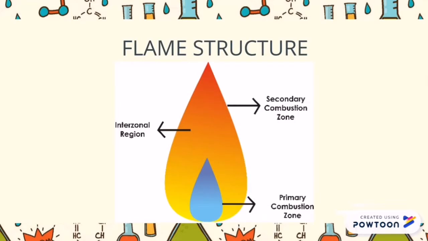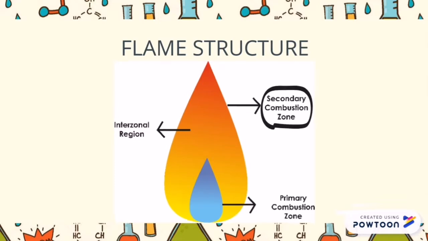Flame structure. In the primary combustion zone, the luminescence is due to C2 and CH and thermal equilibrium is not reached. In the internal region, there is a high concentration of free atoms and it is suitably used for spectroscopy. In the secondary combustion zone, the element is converted to oxides and disperses the sample to the air.